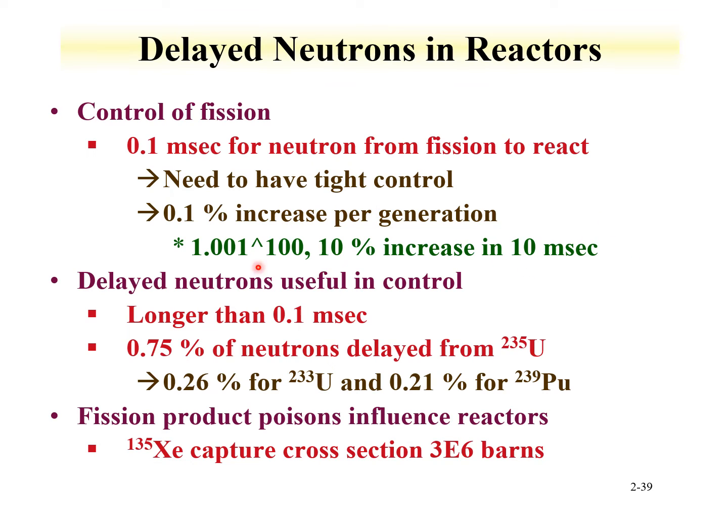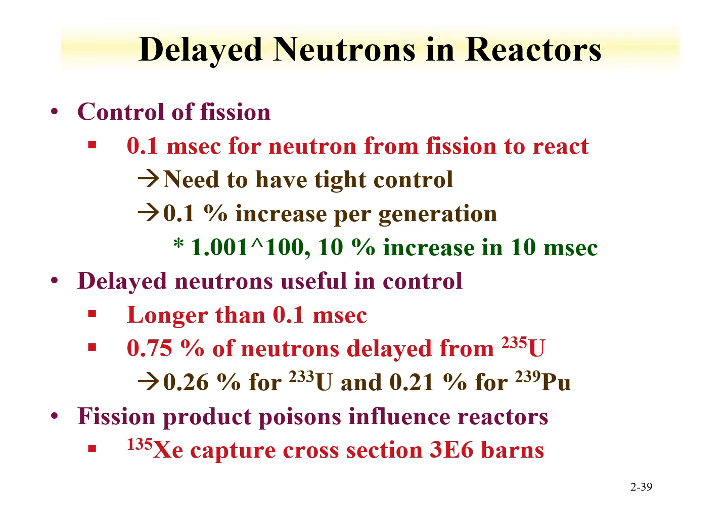So you would basically need 100 generations for that, but it happens so quickly that in 10 milliseconds, you could quickly add 10% more energy, 10% more heat to a reactor without this control. So these delayed neutrons, they all have half-lives much greater than 0.1 milliseconds. That allows even this small fraction a means of having a little bit more control over the fission process.